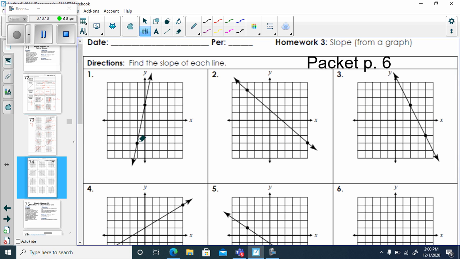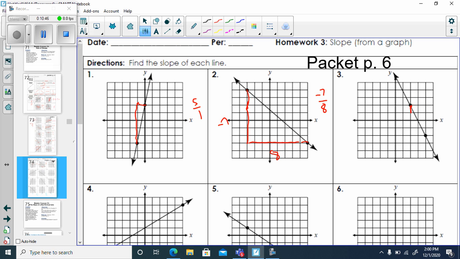Let's find the slopes of these lines. From here, I'm going up 1, 2, 3, 4, 5, and over 1. My slope is 5 over 1. How about from here to here? I go down 1, 2, 3, 4, 5, 6, 7, down 7, and I'm going over 1, 2, 3, 4, 5, 6, 7, 8. Okay, my slope is negative 7 over 8. No way to reduce that. On this one, I'm going down.